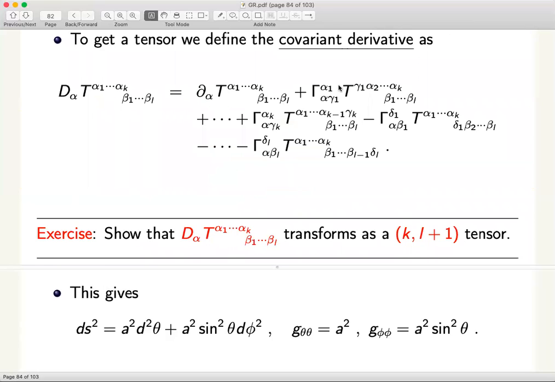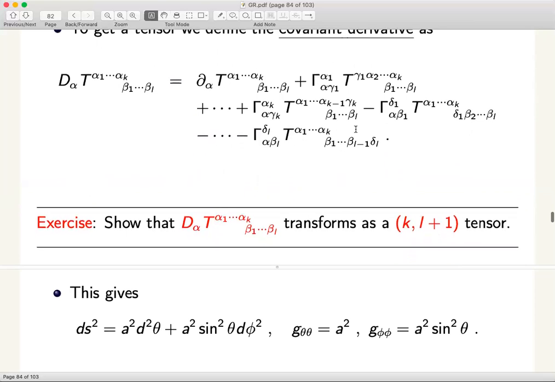So you need to check this particular exercise. I would suggest you do it by keeping, say, one covariant and one contravariant index, or one covariant and two contravariant indices, like beta 1 and alpha 1, alpha 2, something like that, and get an idea of how it works. Then you can generalize it to arbitrary k and L, because generalizing is just writing more and more gammas, while the transformation properties are easy to read out. Any questions here?